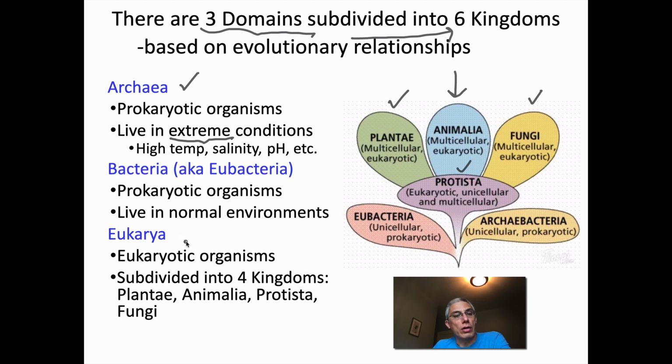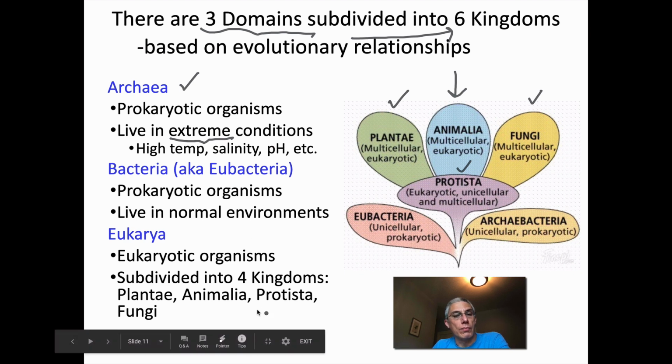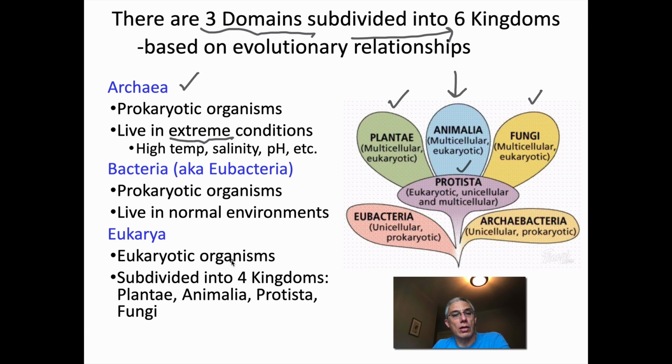And then the eukarya are the ones that we fall into. So those are going to be the plantae, the animalia, and the fungi. Those are going to be those three, and the protista right here. Again, they're eukaryotic, with complex cells and organelles within the cells, and primarily multicellular.